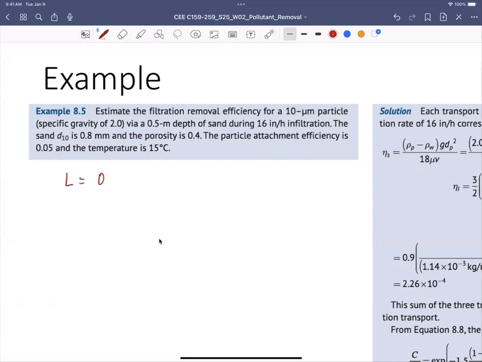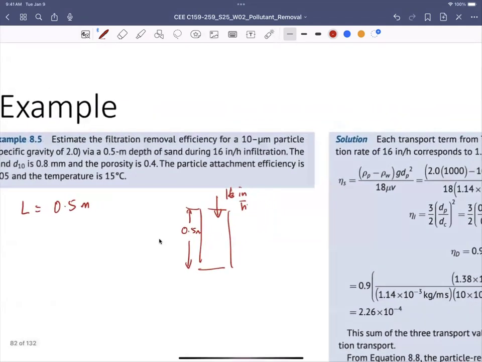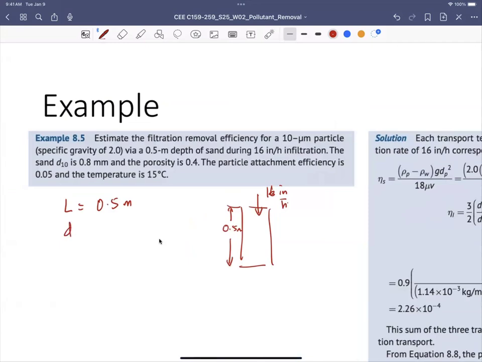Length is given as 0.5 meters. That's the media depth. And then the water is flowing at 16 inch per hour. So that's basically the flow rate. And then the size of the particles is given, and the D10 of sand, the smallest size of particle that determines the removal rate. D10 is 10% passing.